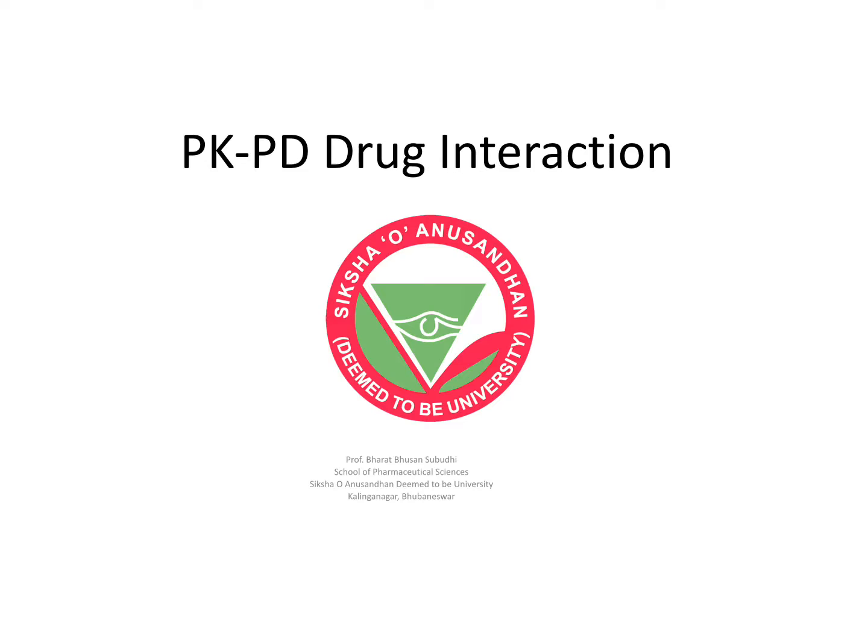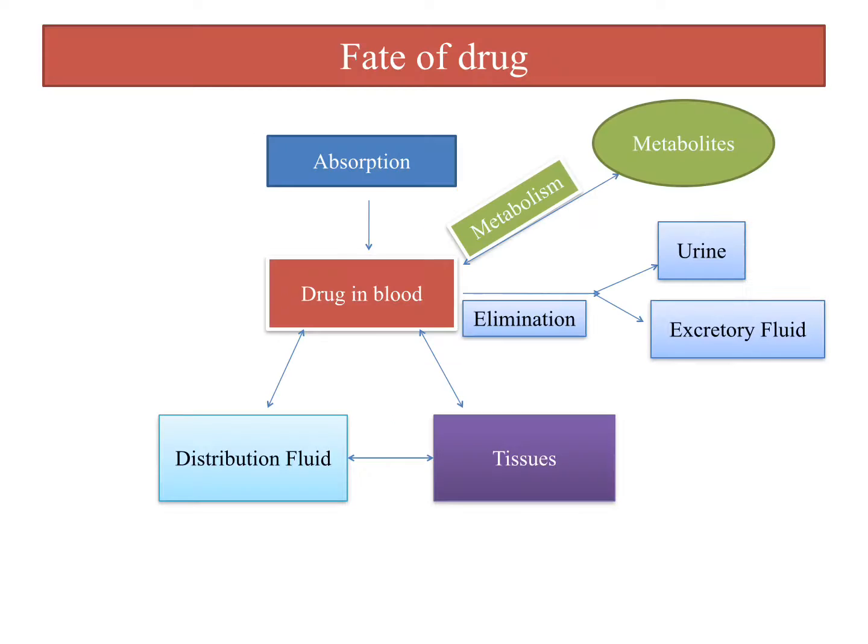Now, what is pharmacokinetics? In broad terms, pharmacokinetics is regarding absorption, distribution, metabolism, and excretion of the drug. To summarize, these are the effects of the body on the drug, and pharmacodynamics is the effect of the drug on the body. So, the fate of the drug.